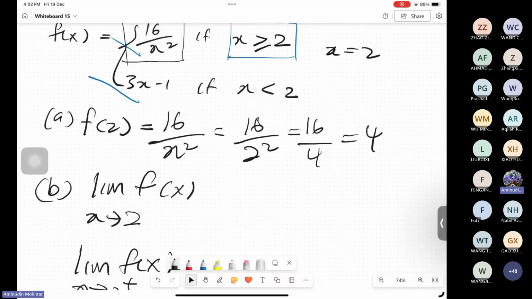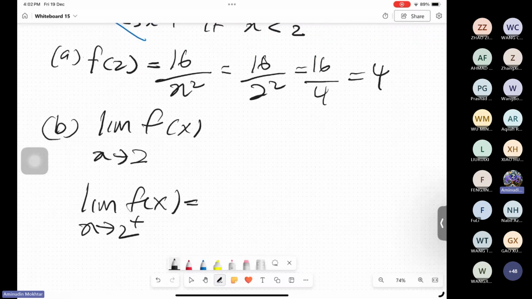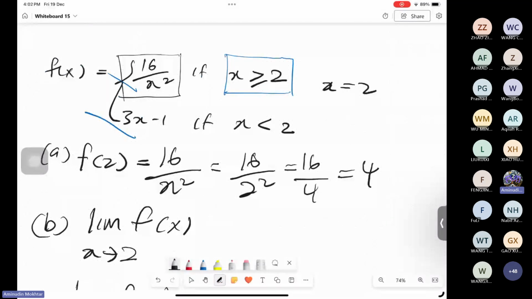When x approaches 2 from the right, what does it mean? We choose any value of x that is close to 2 but greater than 2, maybe 2.01, 2.001, and so forth. Since we have two functions here, you need to be careful and make sure you choose the right equation. When the value of x is greater than 2, we need to apply the first part.